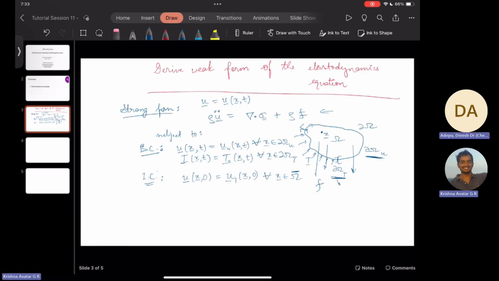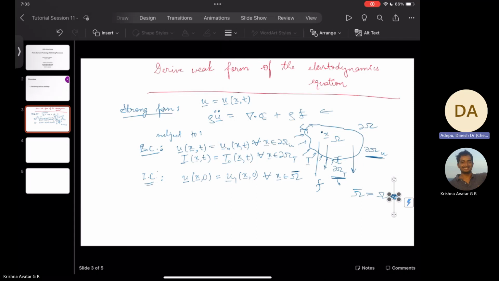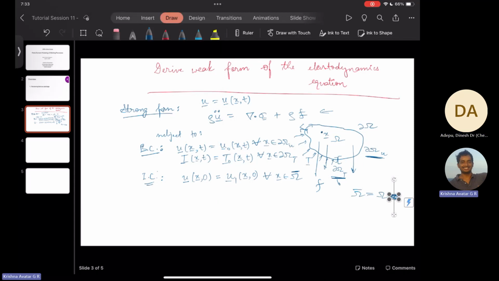And then closure, you know that. The closure is the interior set plus the limiting points, which is the boundary. It's omega union partial omega, right?